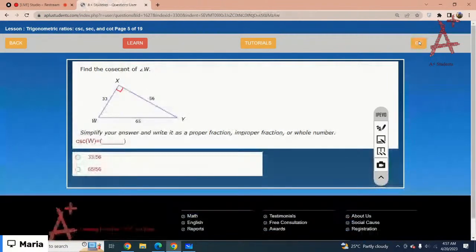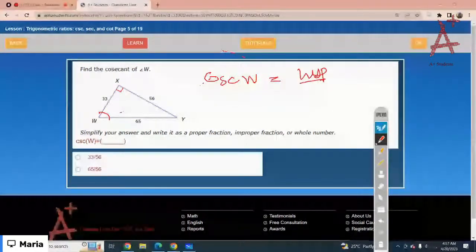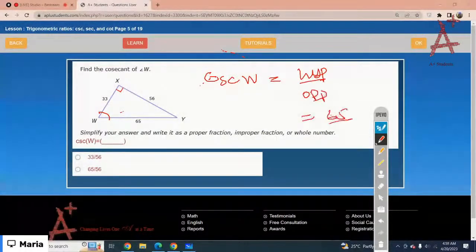Okay, the next one is find the cosecant of angle W. So cosecant is the reciprocal of sine. Okay, here is angle W. Cosecant of angle W would be hypotenuse divided by the opposite. Got it? So hypotenuse is 65 and opposite is 56. So it would be 65 over 56. Got it? So the correct option is 65 over 56. Got it?